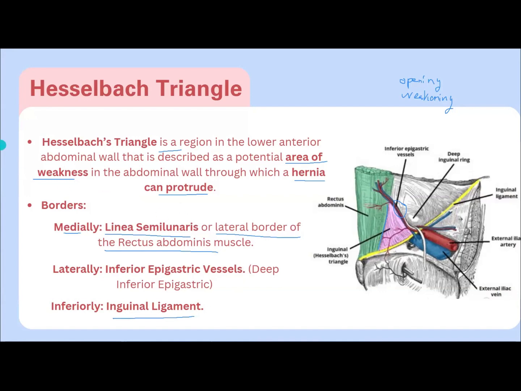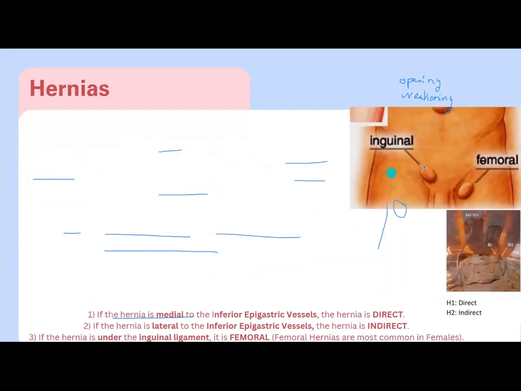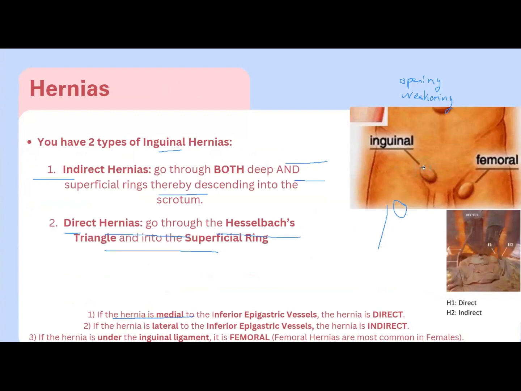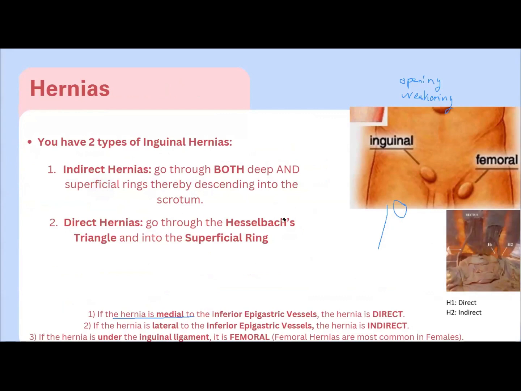Okay, now we're going to talk about hernias. We have two main types of inguinal hernias. We have the direct and indirect. What is the difference? The indirect hernia goes through both the deep and the superficial rings, thereby descending into the scrotum.